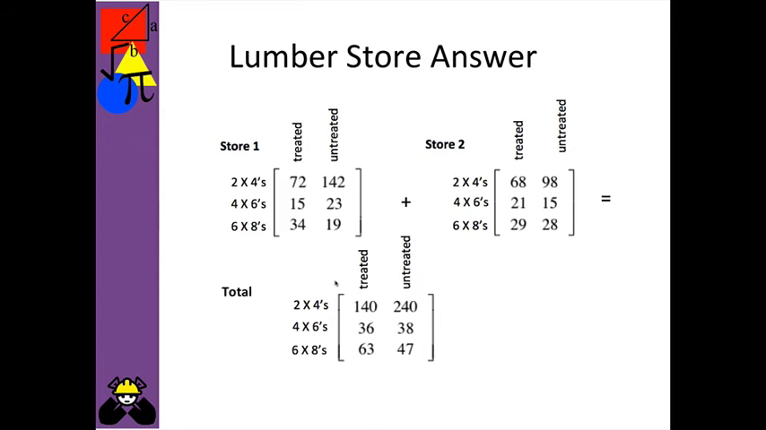Welcome back. Let's check. So I made store 1. I put the 2 by 4s, the 4 by 6s, and the 6 by 8s as rows, the treated and the untreated as columns. You could have done it in reverse order, but make sure that after you've added them, no matter which way you made your matrix, you come out with the same totals. The treated 2 by 4s, there were 140. The untreated 2 by 4s, there were 240. The treated 4 by 6s were 36. The untreated were 38. The treated 6 by 8s were 63, and the untreated 47.